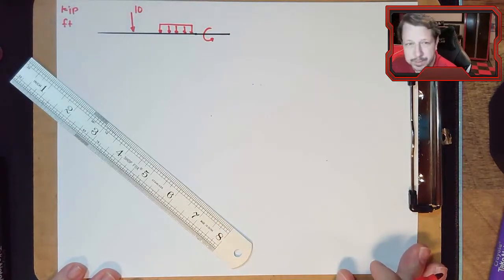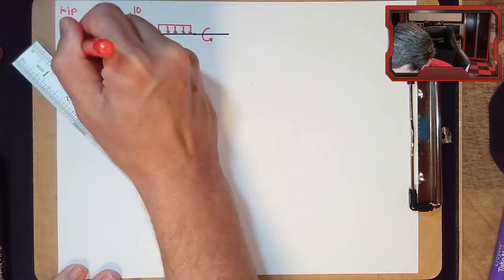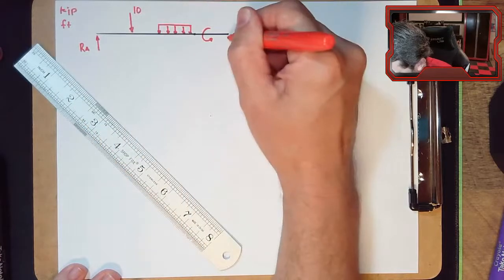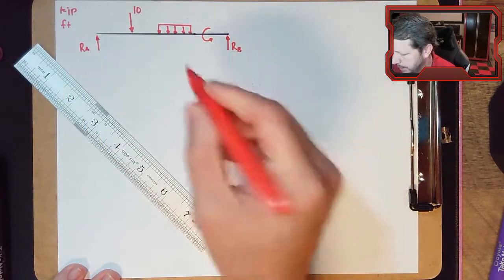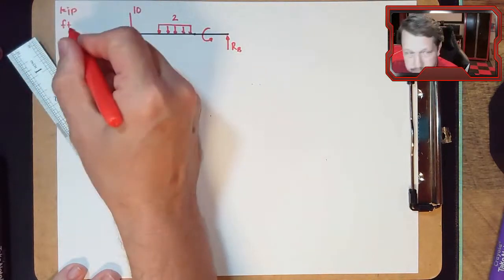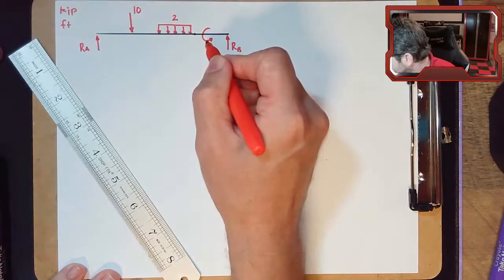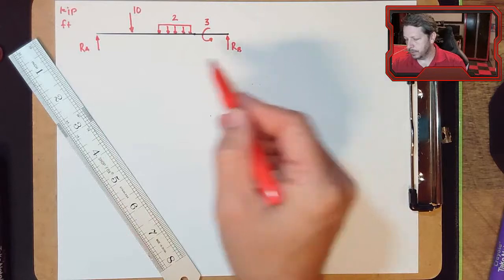And then let's have this beam simply supported, so there must be a reaction at A. And let's put the other support over here, reaction at B. This distributed load, I'm going to make 2 kips per foot. This concentrated moment, I'm going to make it 3. And then we've got to figure out values for RA and RB.